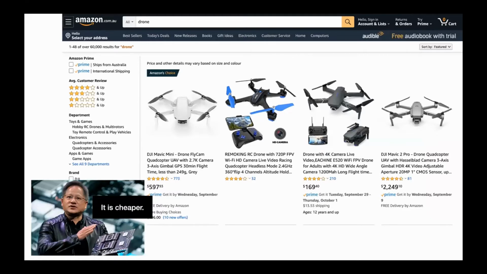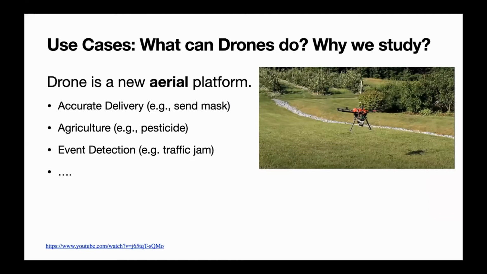First, I went to Amazon Australia to check the drone's price. Since our topic is about drones, actually the commercial drone is relatively cheaper than the GPU servers. So I think it's a chance to ask the supervisors to buy some for data collecting. Maybe later. So the first question is, what can drones do and why should we study drones?